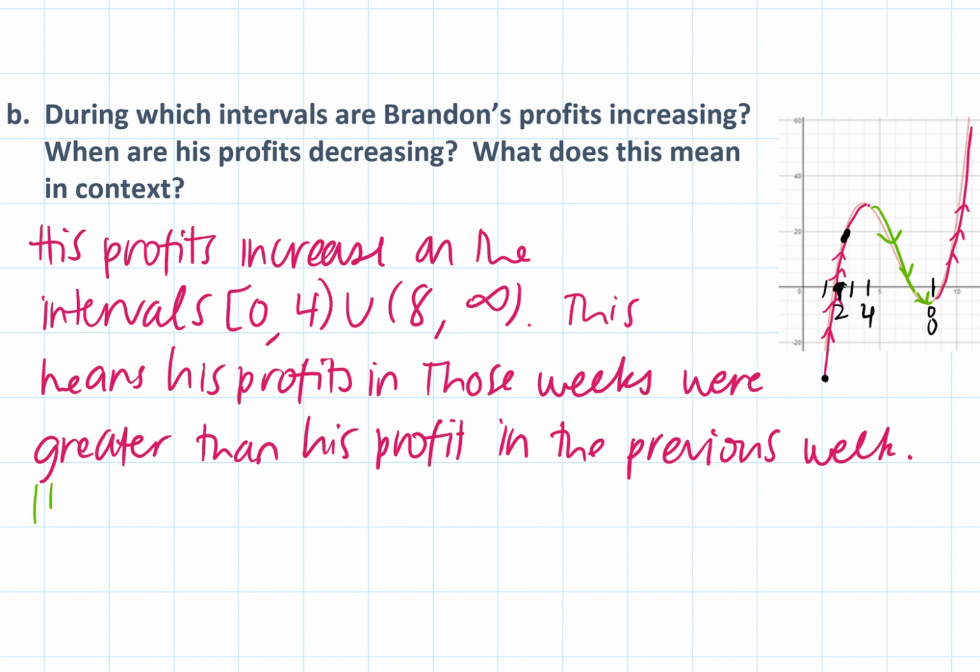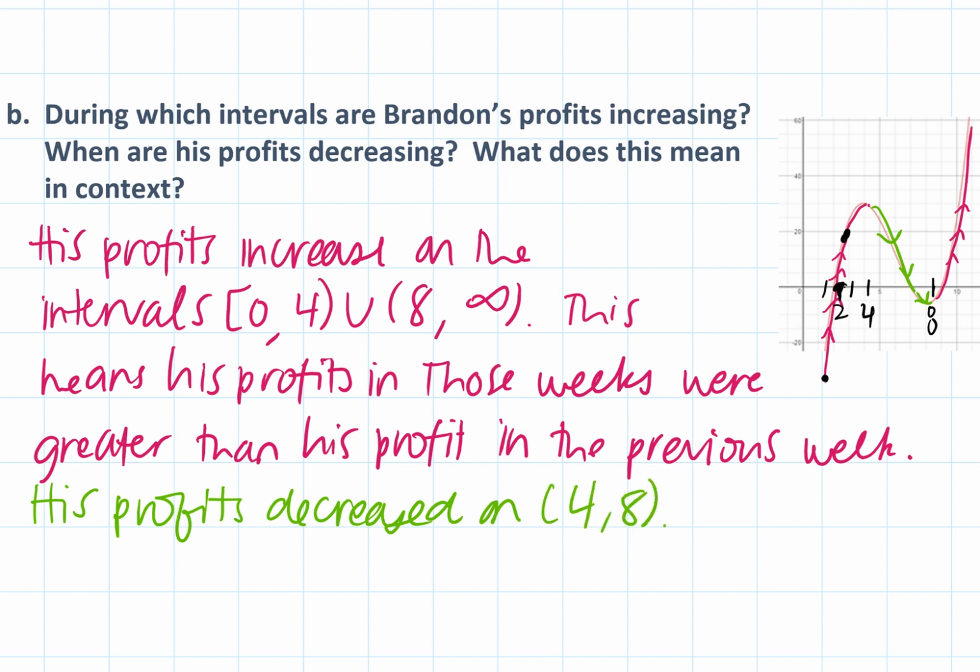So you could say his profits decreased on the interval from 4 to 8. That means like in week 5, for example, he made less money than he did in week 4. Oops, in week 5 he made less than week 4. In week 6 he made less than in week 5, and so on.